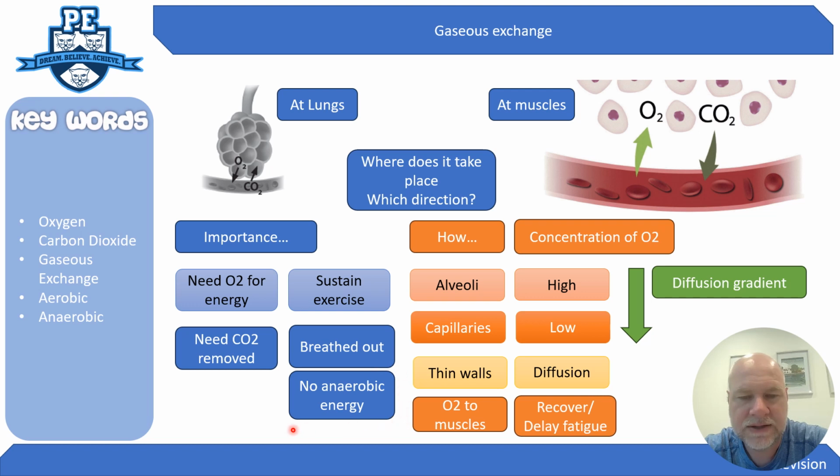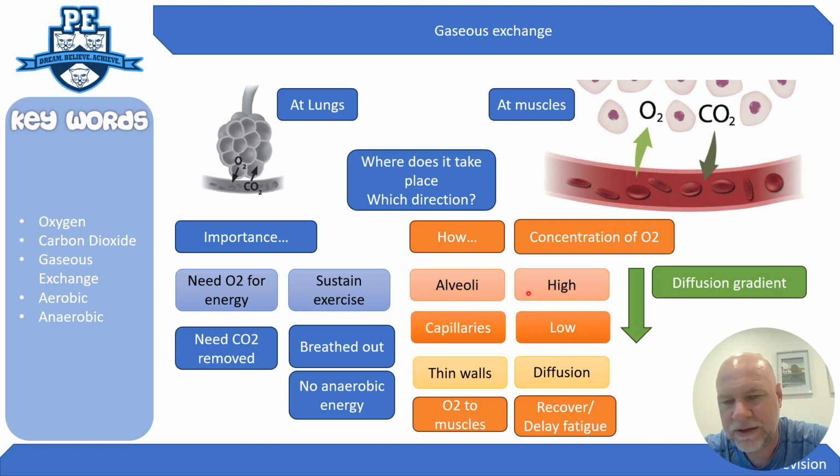And the key thing in that sense is that for long distance events, we don't really want anaerobic energy. We want aerobic energy. So the process of how it happens. Now, one of the key things you might want to write is something along the lines of a diffusion gradient. A diffusion gradient is where the concentration of oxygen will move from a high to low direction.